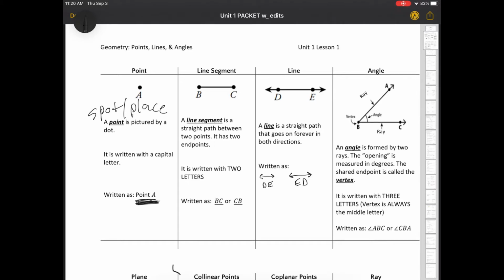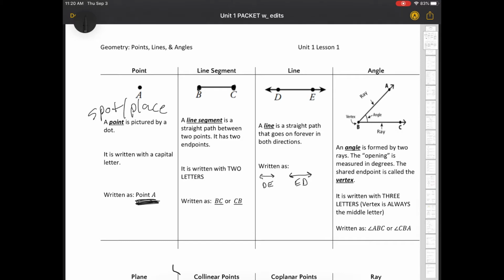Okay, so the next one is a line segment. So what is a line segment? It is a straight path between 2 points and it has 2 endpoints. What that means is that it stops at these 2 endpoints. It's a piece of a line that does not go on forever, as you see for the definition of line to the right. But it is important that we know, again, that it does not go on forever.